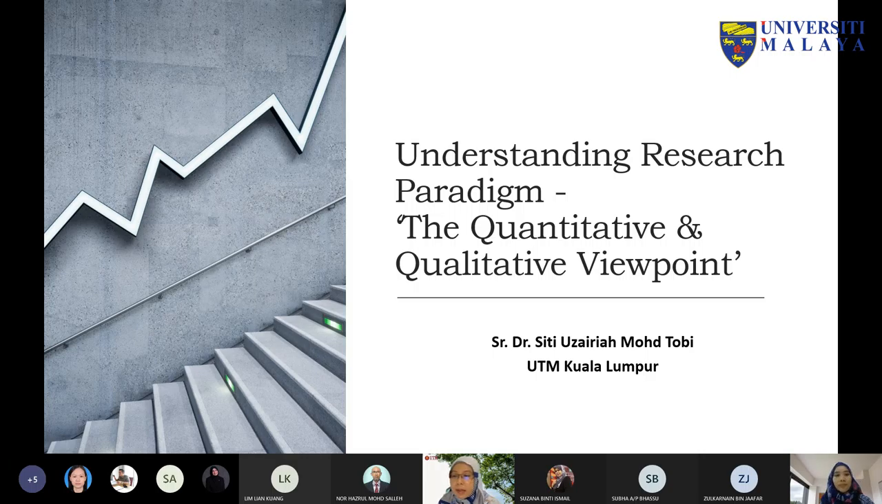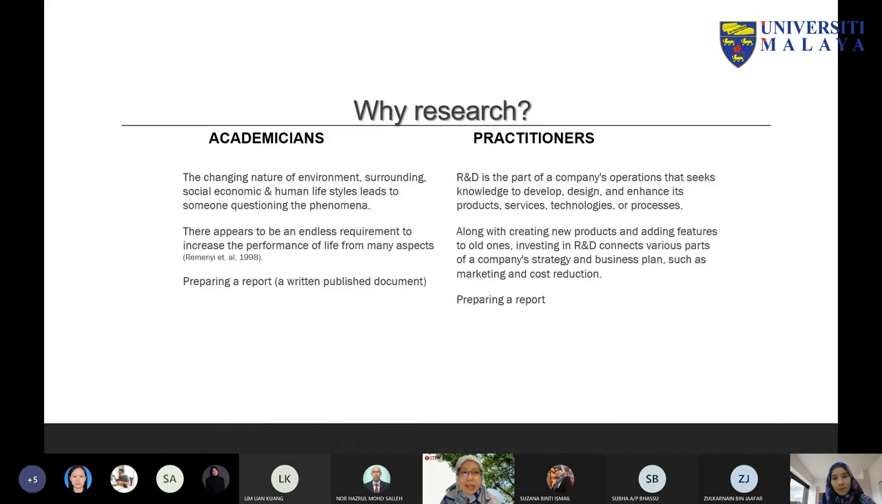Can you see? Is the slide big enough? This is my first time using Microsoft Teams. Is it okay? You can see the slide? Okay, we can see. Not too small, but it's a bit small to me. I don't know, because when I take control, it becomes smaller. Is it that way, Linda? Betul, doctor. Kalau take control, dia jadi kecil sikit.